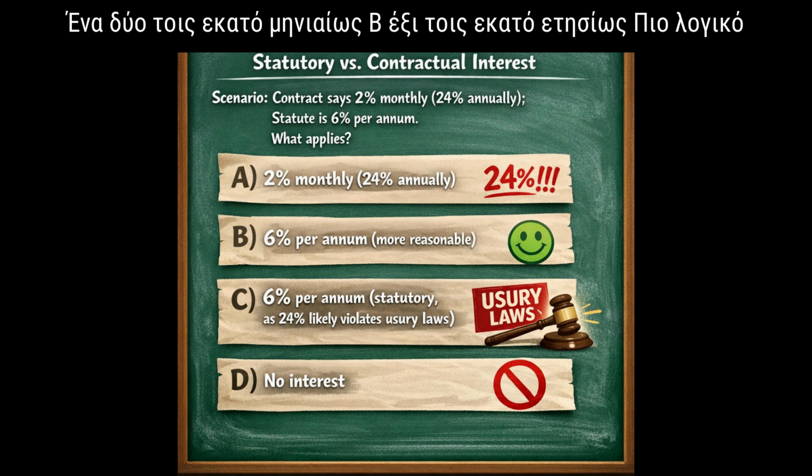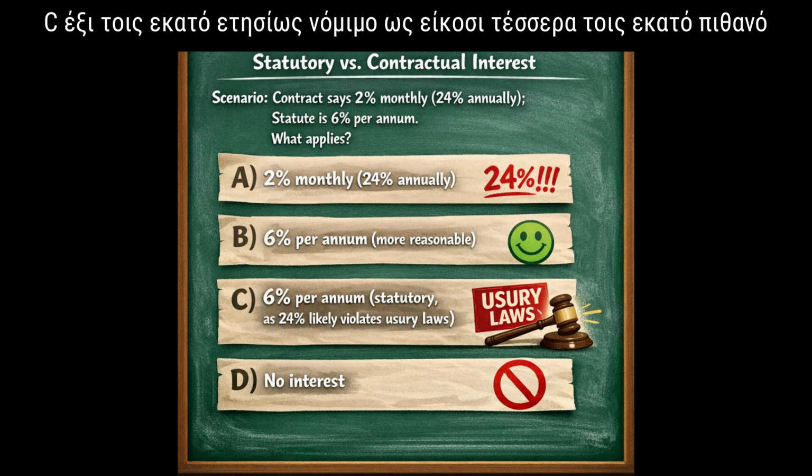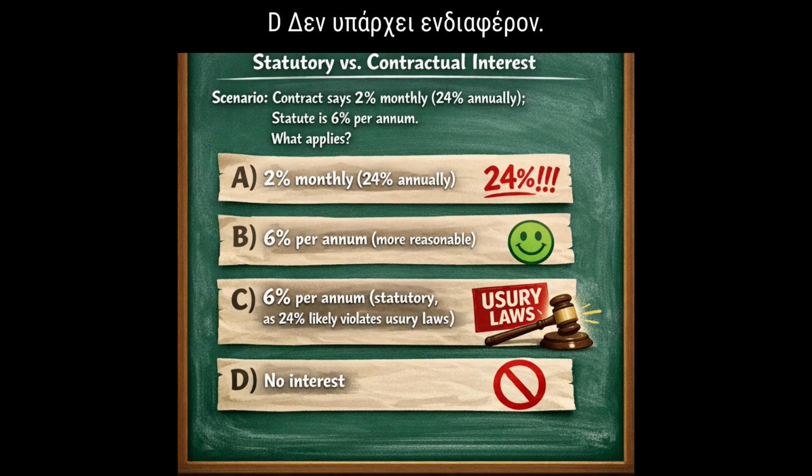B. 6% per annum, more reasonable. C. 6% per annum, statutory, as 24% likely violates usury laws. D. No interest.